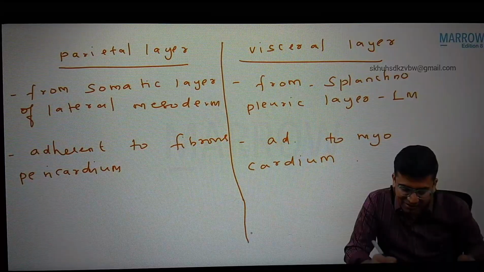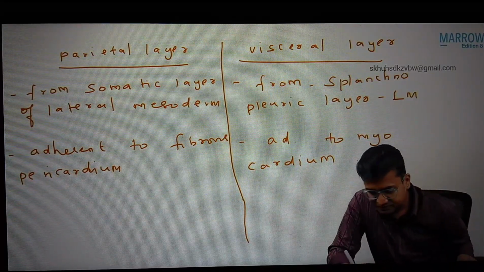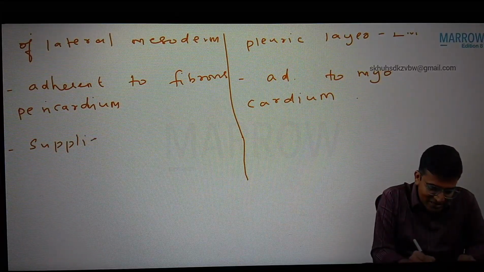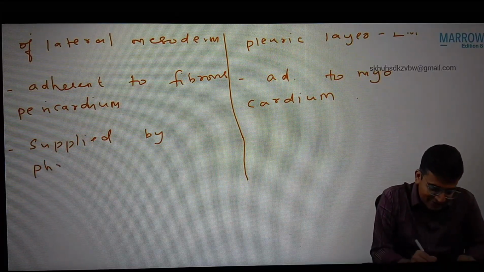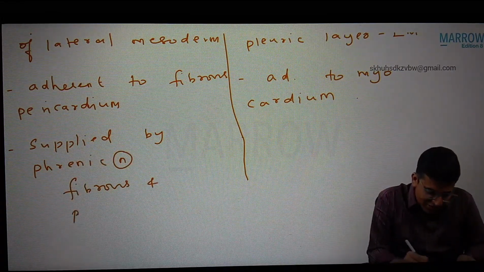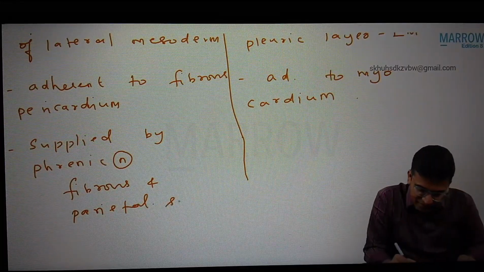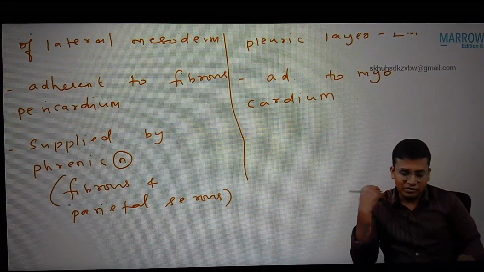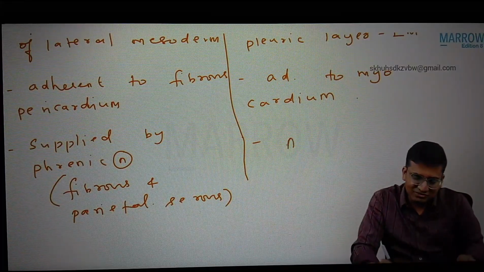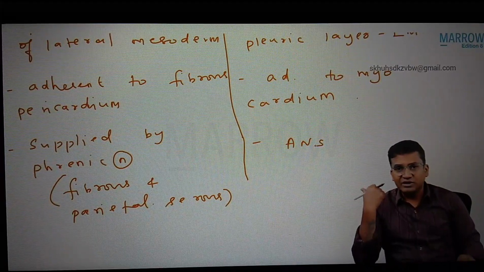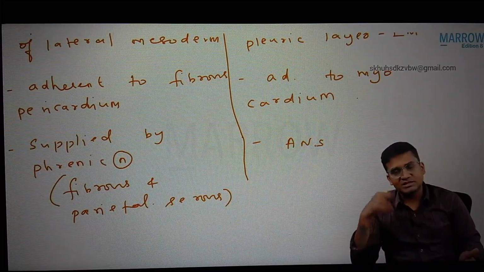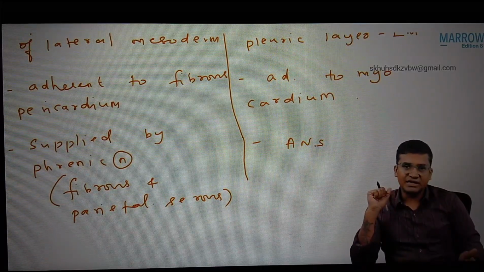Next point, nerve supply. What is the nerve supply of these two layers, sir? The fibrous layer and also the parietal layer of the serous pericardium are supplied by the phrenic nerve. Now, what about the visceral layer? The visceral layer is supplied by the autonomic nervous system, as it is very close to the myocardium of the heart. So it gets its nerve supply from the heart itself.